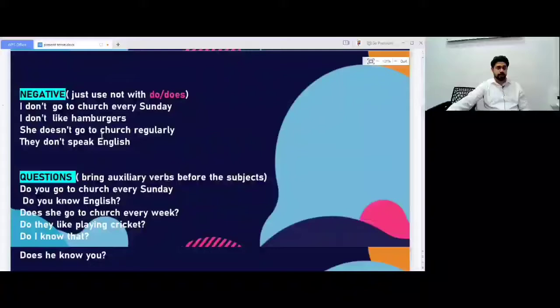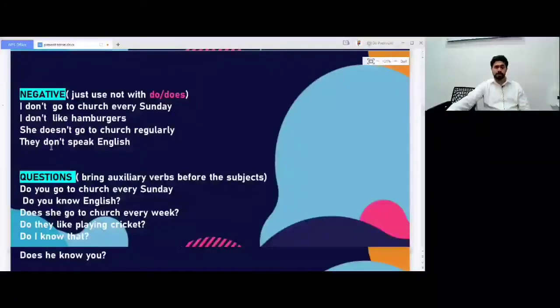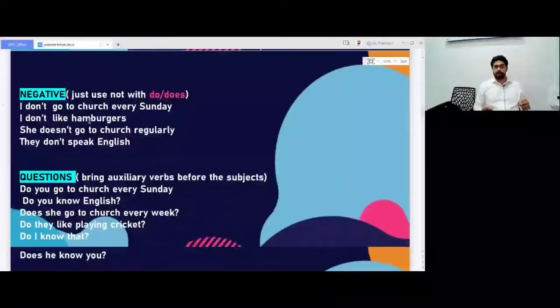And she goes to church. You see that she doesn't go to church regularly. They don't speak English. See, the subject is plural, so you have to use not does, but do. They don't speak English. So simple. When you make a negative sentence, you just use do or does.